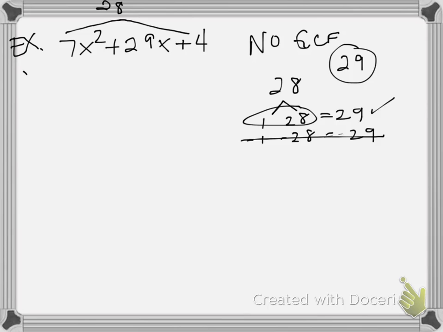So I'm going to rewrite this as 7x squared plus 1x, okay, plus 28x plus 4. Notice how I just changed 29. Is the value the same? 29 has turned into 1 plus 28, which is 29. The value never changed there. So now I've just rewritten this kind of longer.